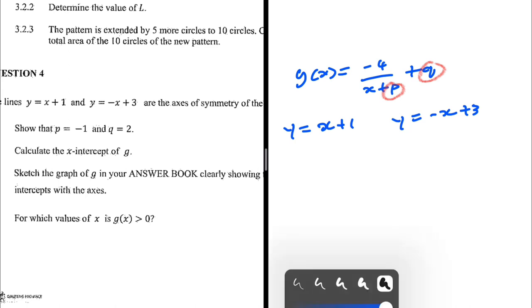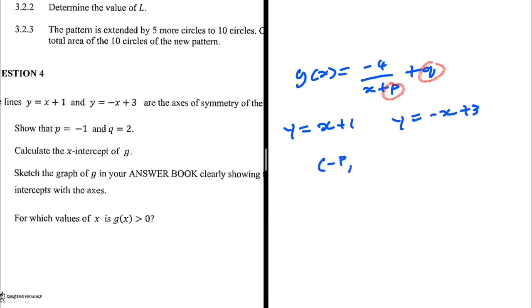So there's some basics that you need to recall in order to answer these questions. These lines of axes of symmetry touch at a point where we have minus p as the x coordinate and q as the y coordinate. So in order to find this minus p, we can just equate these axes of symmetry. We're going to have x plus 1 equal to minus x plus 3. So 2x is equal to 2. x is equal to 1. We're dividing by 2 on both sides.